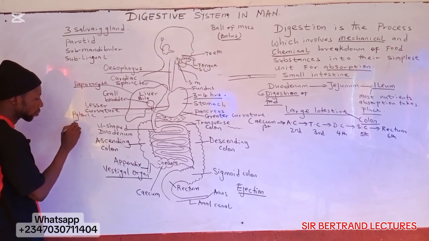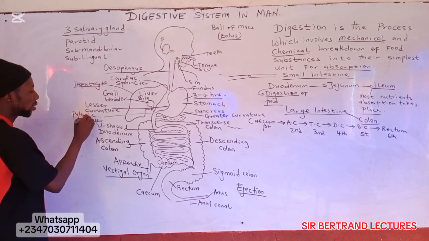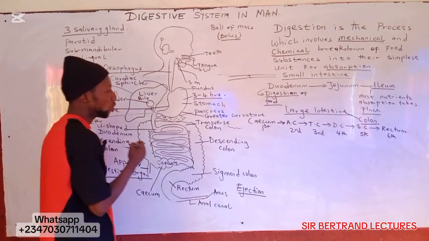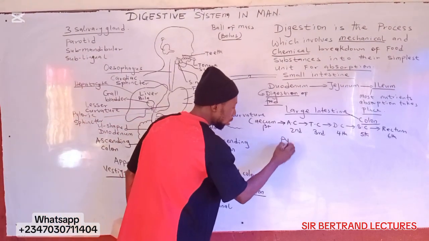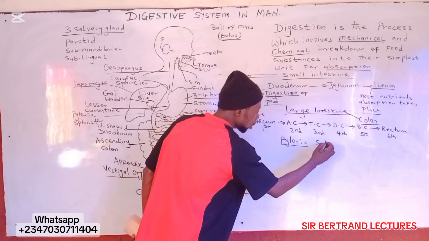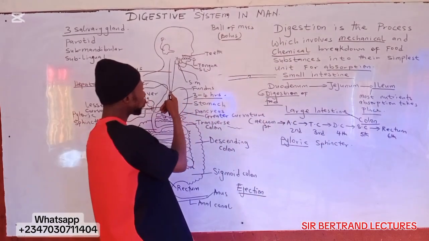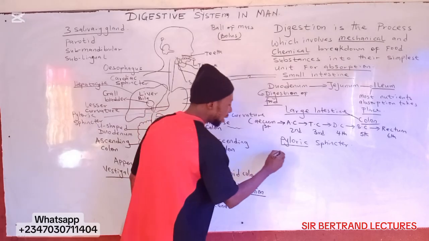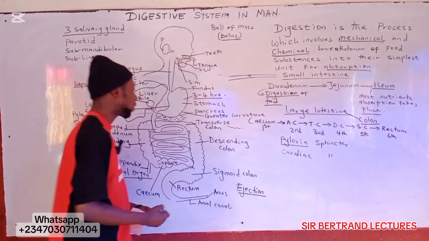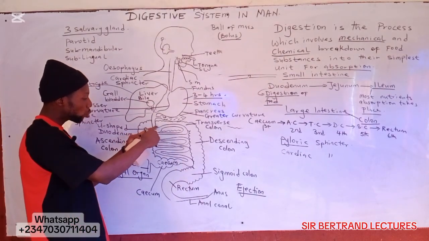Pyloric sphincter is here on the board. Look at the spelling here. Pyloric sphincter. The first one here is the cardiac sphincter. Then the food will pass down through here.